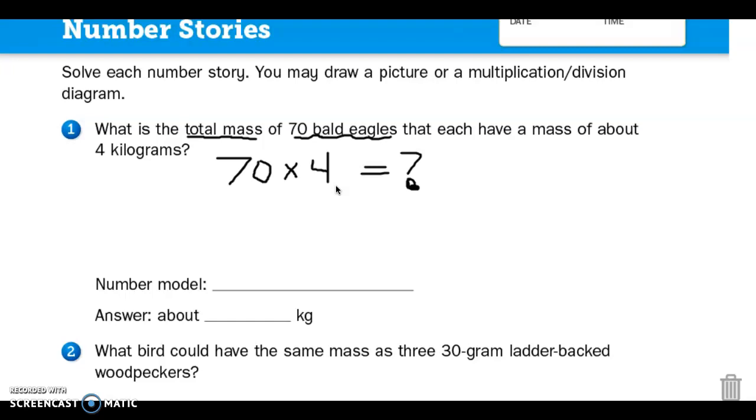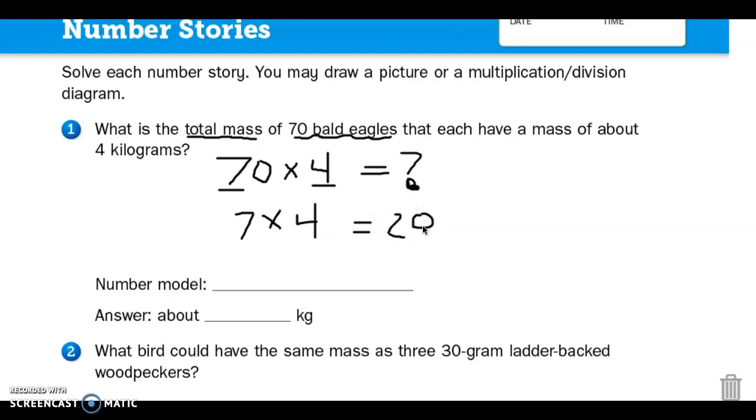Now we need to solve the problem. I don't know about you, but off the top of my head, 70 times 4 seems like a really big number. I suppose I could go 70 plus 70 plus 70 plus 70, because that would be 70 added all together 4 times. Or I could find a basic fact to help me. I see a 7 from this number and a 4 from this number, and you bet I know what 7 times 4 is as a basic fact. What is 7 times 4? It's 28.